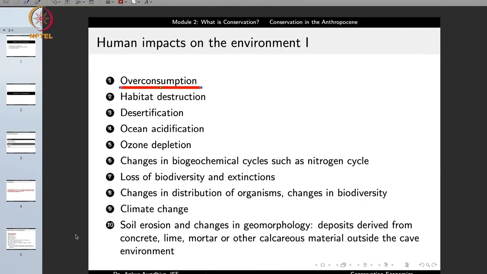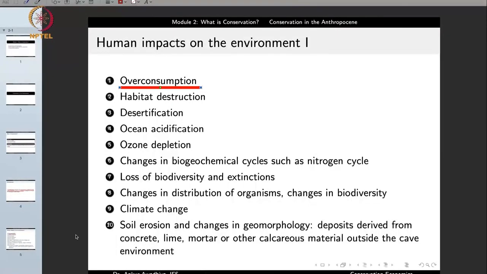So one human impact on the environment is overconsumption. And these days, we are overconsuming literally everything. We are overconsuming the fishes, because of which the stocks of fishes in most of our oceans are going down. We are overconsuming forests, because of which we are seeing massive deforestation. We are overconsuming water resources, because of which a number of water bodies are diminishing. We are overconsuming the soil resources, because of which there is a heavy amount of soil erosion and quite a lot of land is turning barren. We are overconsuming most of the resources. So overconsumption is one major human impact on the environment.